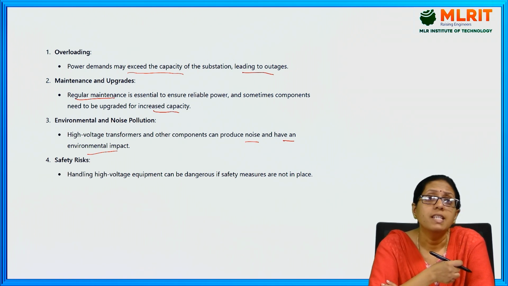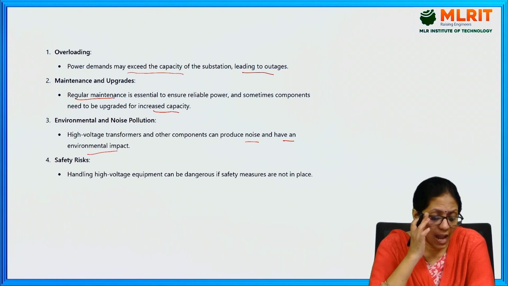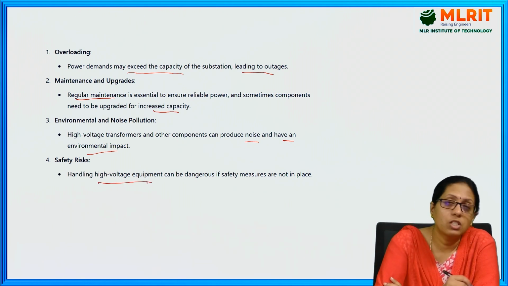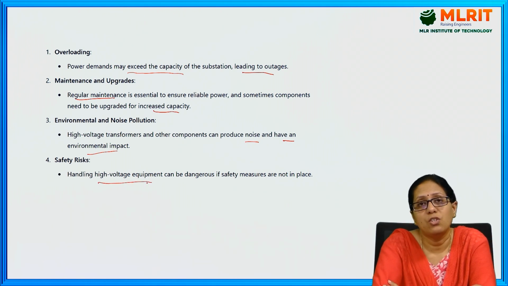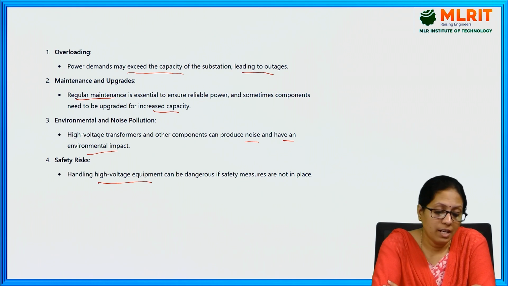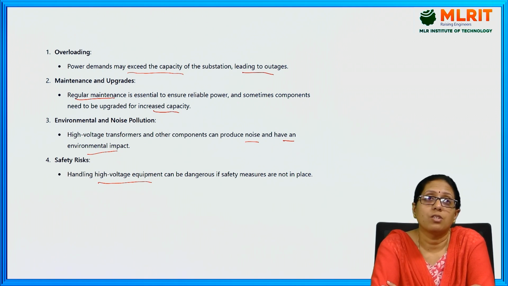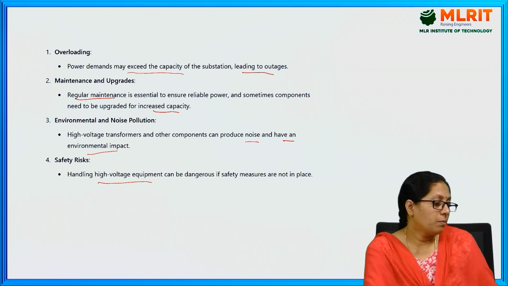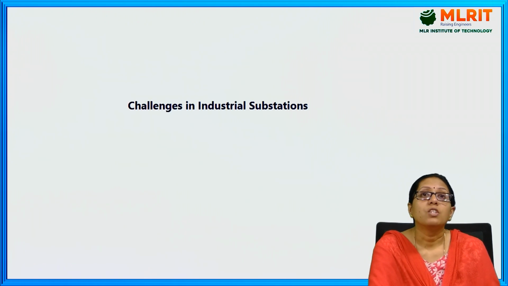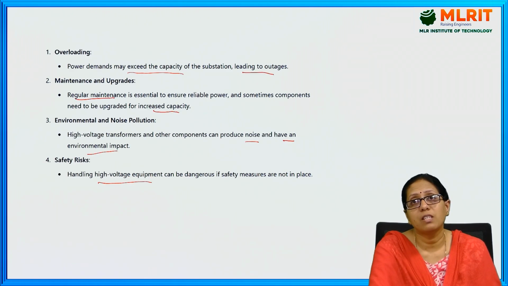Next one is safety risk. The handling of high voltage equipment is very dangerous. So safety risks are higher in these industrial substations. So these are the different types of challenges faced by the industries.